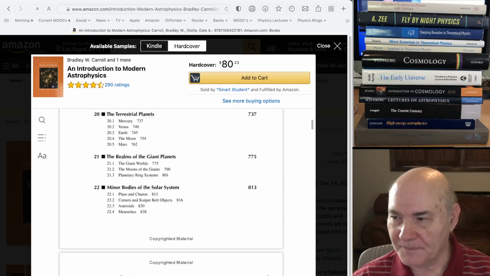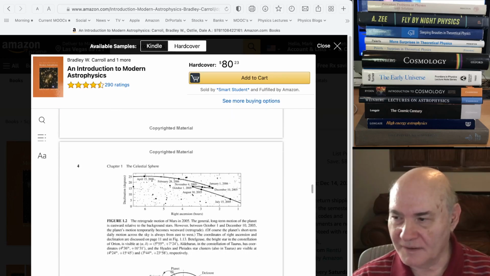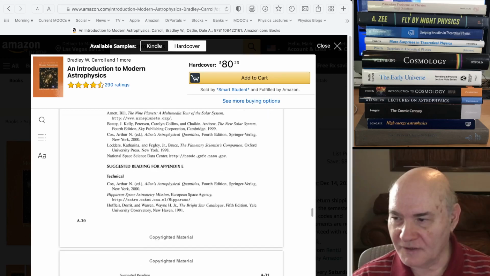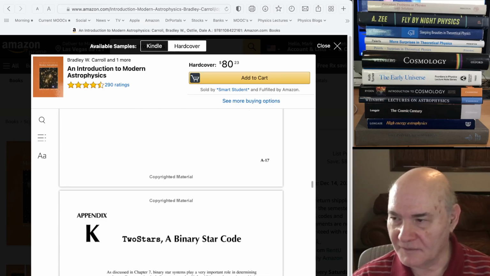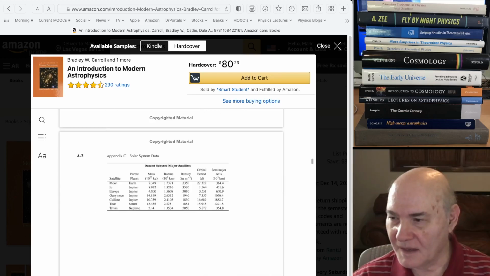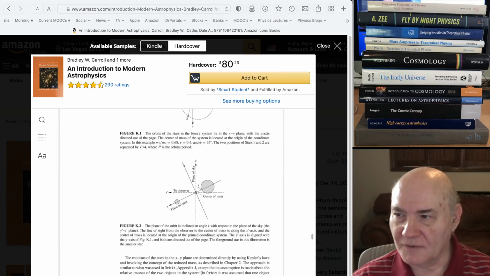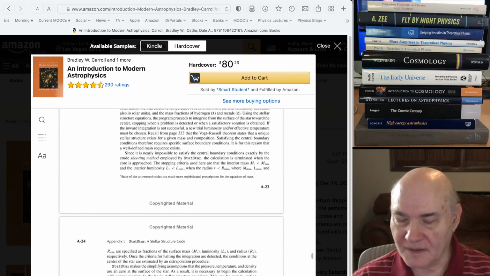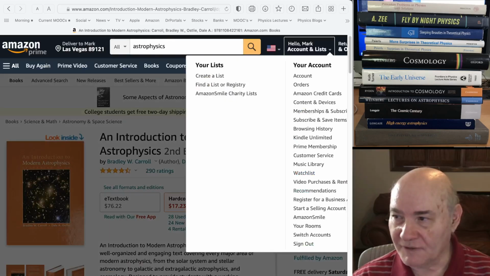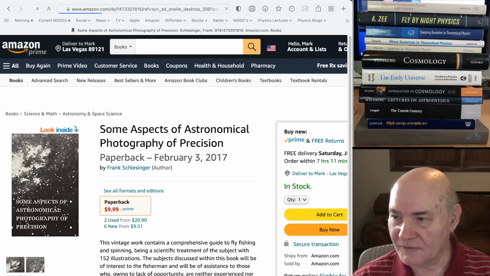And I'm not really sure how physics-y it is. I'm sure it's got a lot, going through all those appendices. So it's a good reference book for an undergraduate who's going to major in astronomy or astrophysics, I think. Like I said, I've never read this, so I really don't know. But I think this is the undergraduate standard.